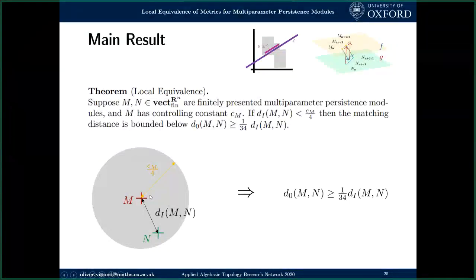And so the nice thing about this result is that it says that locally around M, the fibered barcode is a complete invariant because the matching distance is just defined on the fibered barcode and the interleaving distance is complete. We know that if you look in the neighbourhood of M, this small neighbourhood of M, then M is the only module which has the same fibered barcode as M. So the fibered barcode is a complete invariant in a local neighbourhood of M.